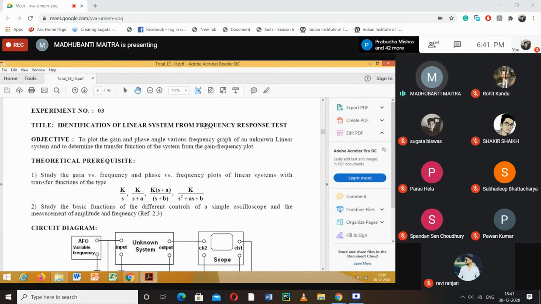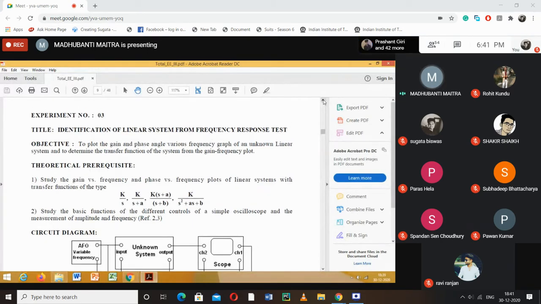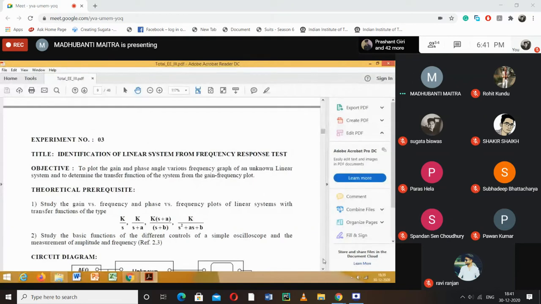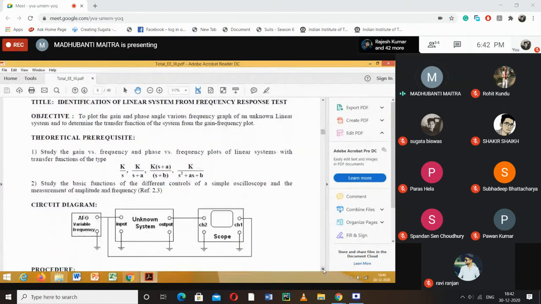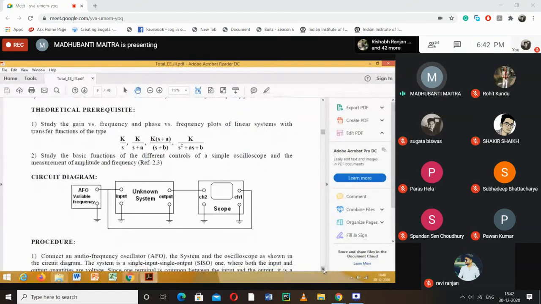To plot the gain and phase angle versus frequency graph of an unknown linear system, and to determine the transfer function of the system from the gain frequency plot. That is the objective. So this is basically the circuit diagram.